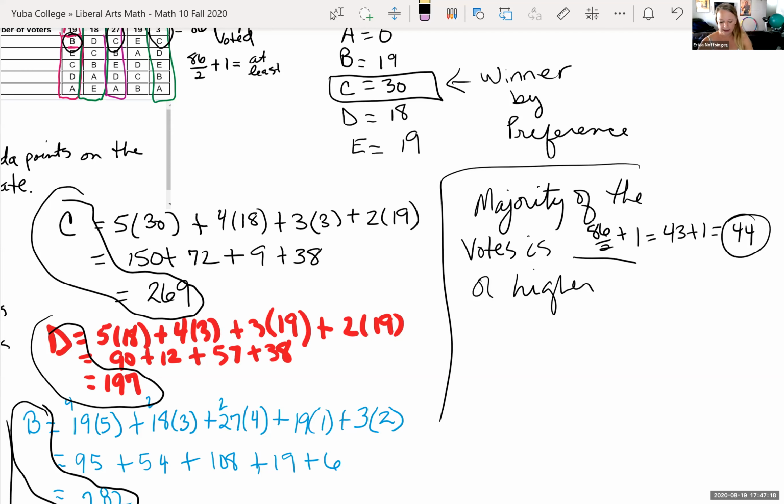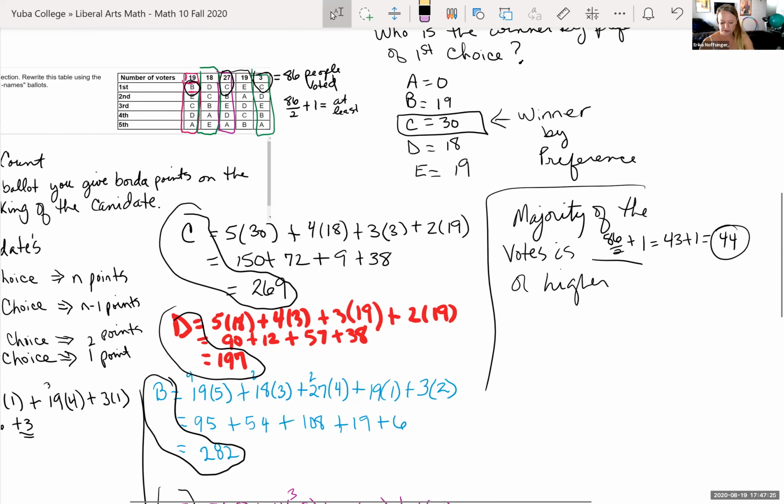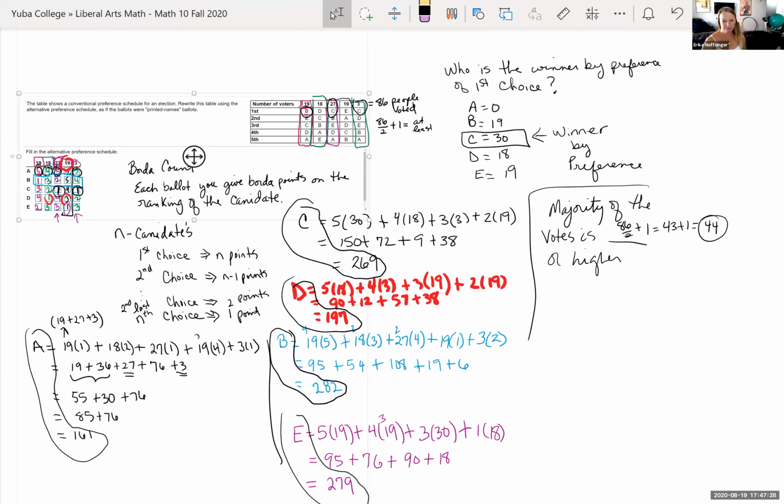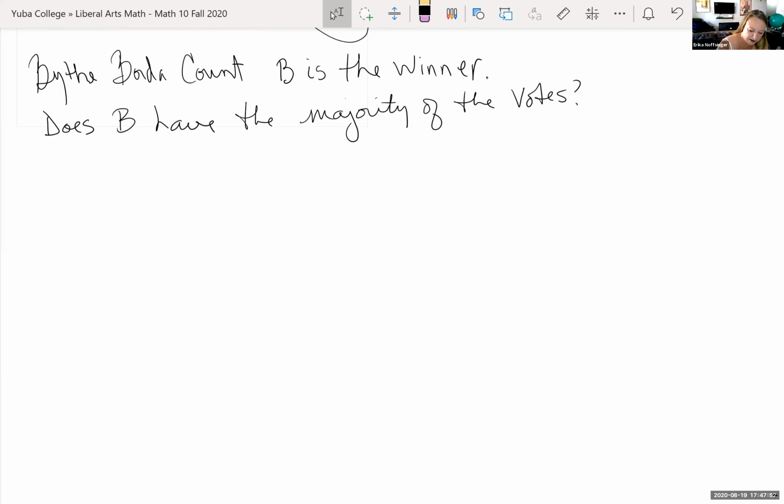Okay, so maybe we can look at another way of looking at who could be the winner. We looked at it just by preference, first choice, the person who got the most first choice was the winner. We looked at it by a Borda count. And now we're going to look at it as, what is it called? Pairwise comparison. So pairwise comparison is a method of determining the winner.